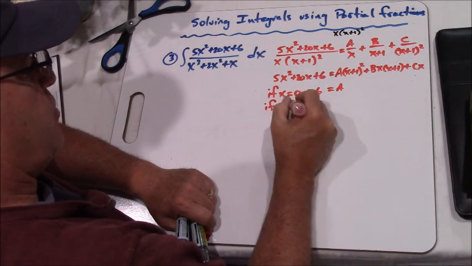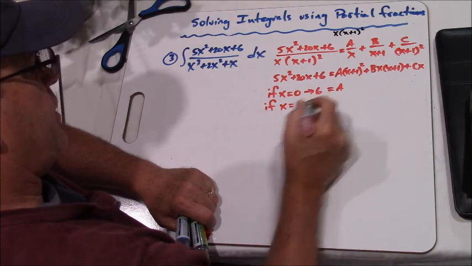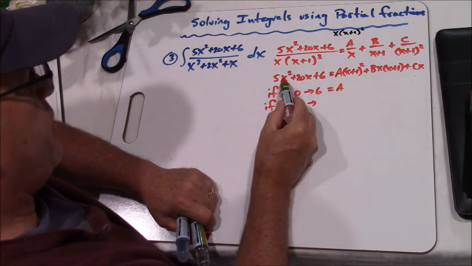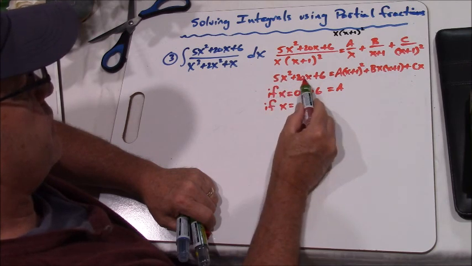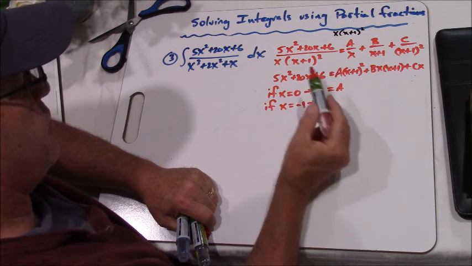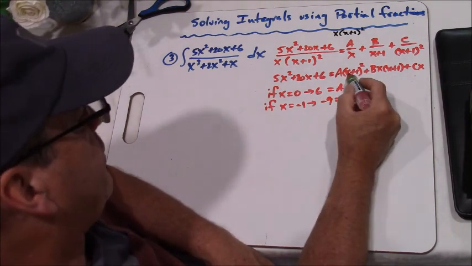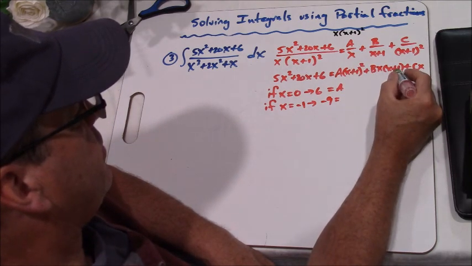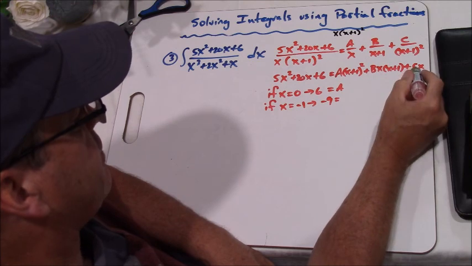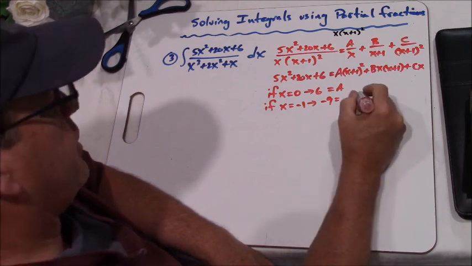If we let x equal a negative 1, then what we get is a negative 1 squared, which is 1, times 5, that's 5, minus 20, so 5 minus 20, that's a negative 15, plus 6, we get a negative 9. And that will equal, if I put a negative 1 here, I get 0, so that term's gone. If I put a negative 1 here, I get 0, so that term's gone. If I put a negative 1 here, I get negative c, so c must equal 9.